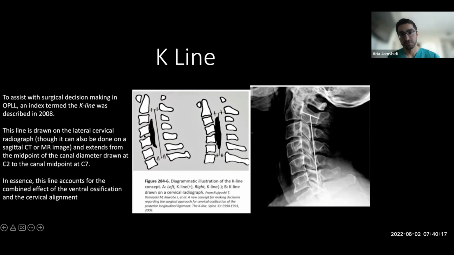You can see this patient who's K-line positive: the ventral ossified mass is anterior to the line and they have good cervical lordosis. So this would potentially be a patient that could be offered a laminoplasty because their alignment is well preserved and the ventral ossified mass doesn't take up most of the canal. And this patient with K-line negative disease has complete loss of lordosis, the neck is kyphotic, and the ventral ossified mass takes up a larger portion of the canal.